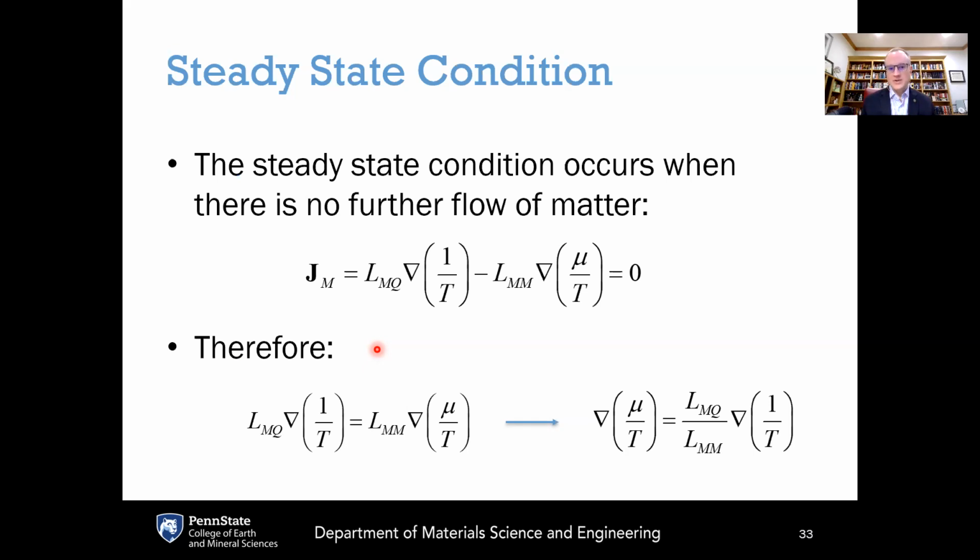And you can do the opposite as well. But just showing you an example here, the steady state condition for where there's no flux of matter would be taking this flux equation for the flow of mass, setting it equal to 0. If you set it equal to 0, you can bring one term over to the other side, where those two terms would then be equal to each other. And therefore you can solve, for example, the chemical potential gradient here in terms of the gradient of the reciprocal temperature, getting this ratio of the kinetic coefficients out in front.